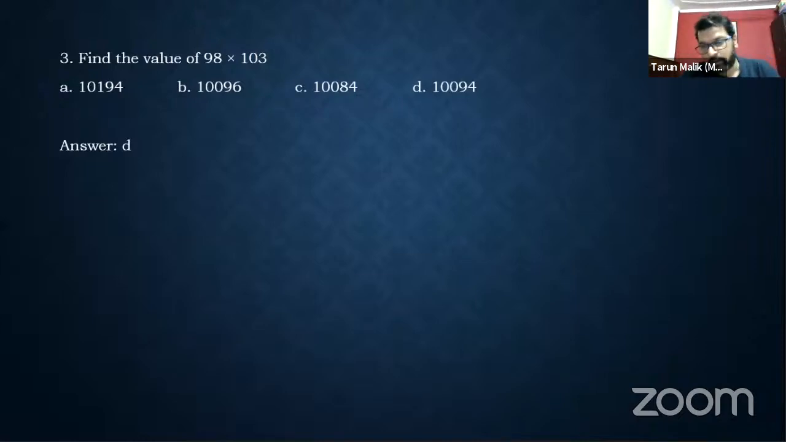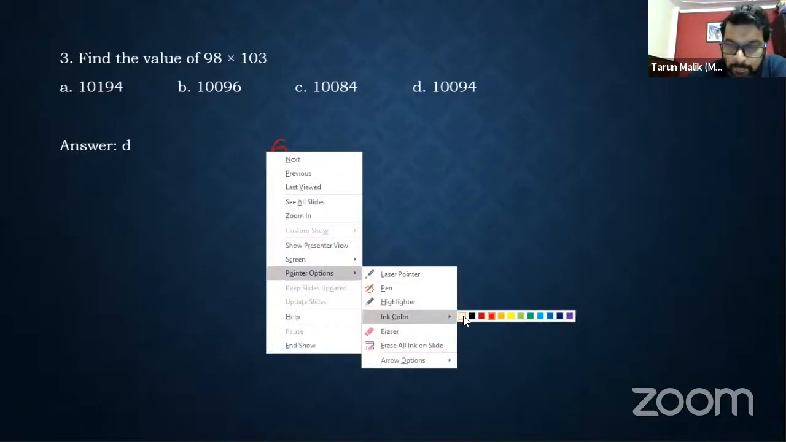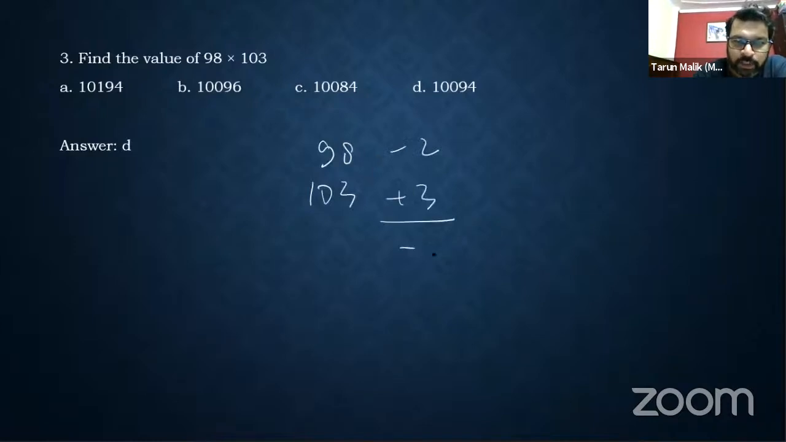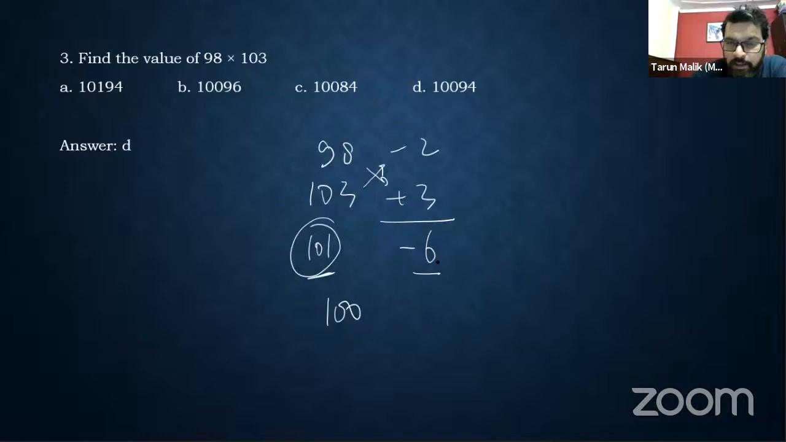Third is again, we have done numbers close to 100, minus 2 plus 3. Yeah, 98. And 103 minus 2 and plus 3. So multiply these two gives you minus 6. This or this will give you 101. Now to make it positive, I should borrow 1 from this. It becomes 100, and the value of the 1 is 100. 100 minus 6 is 94. Right? That is the shortcut we have discussed. I hope none of you used the calculator to solve this, yeah?